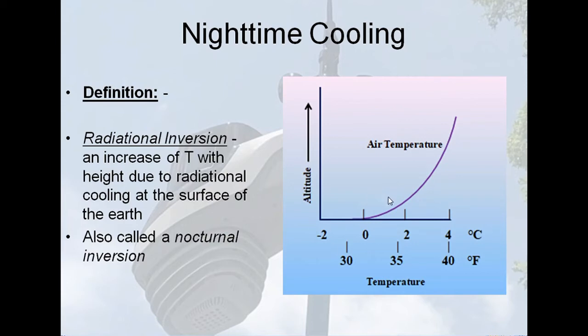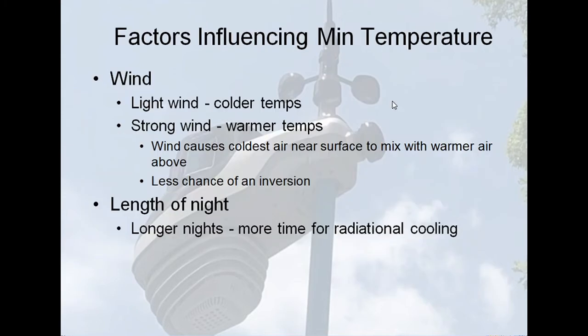Because fog requires moisture, and then light winds. You can't have any wind with fog, basically anything less than 6 knots anyway. Factors affecting minimum temperature: wind. Light wind, colder temperatures; strong wind, warmer temperatures.